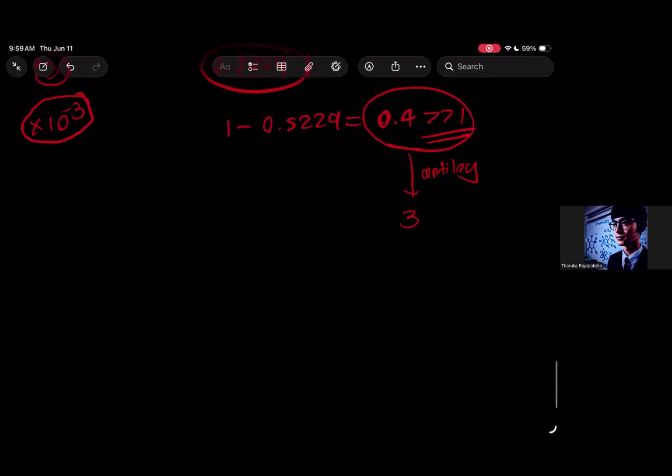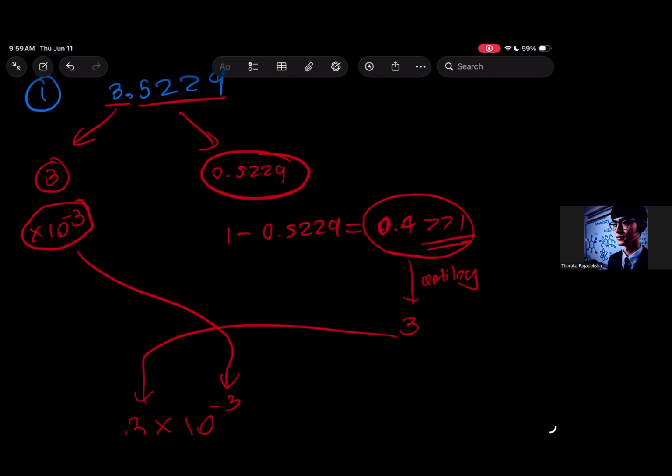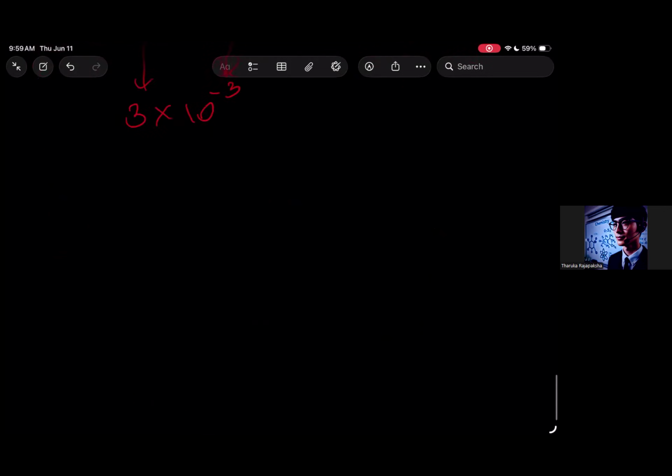So now what you do? You write this value 3 into 10 to the power minus 3. So that comes from here. So this is the overall procedure of how to convert a pH value into a concentration. So let's look at another example, the second one.